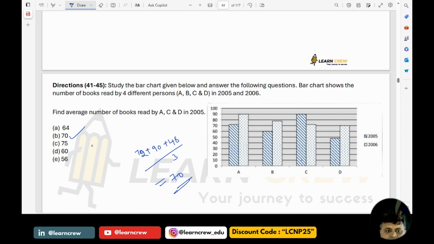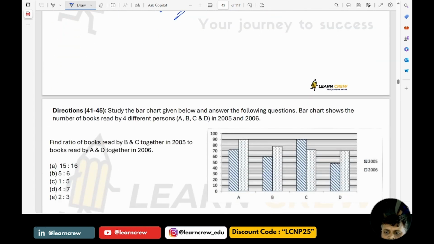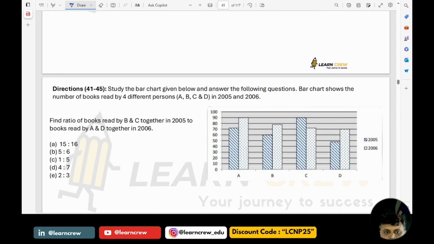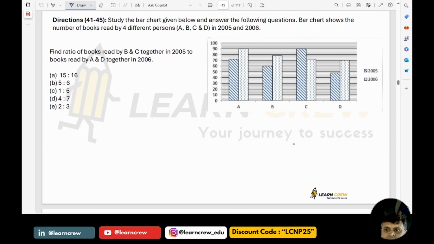These three average is 70. So option B is correct. Now next, find the ratio of books read by B and C together in 2005 to A and D together in 2006.